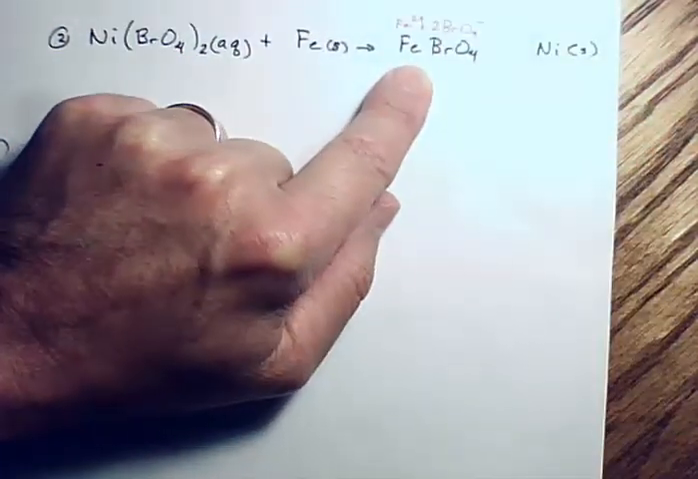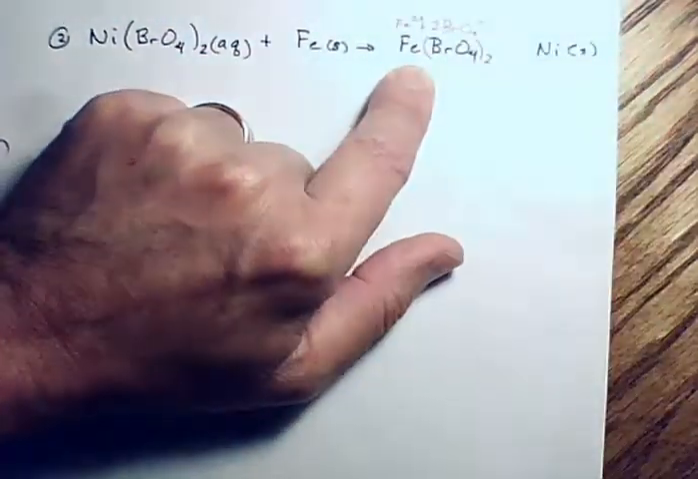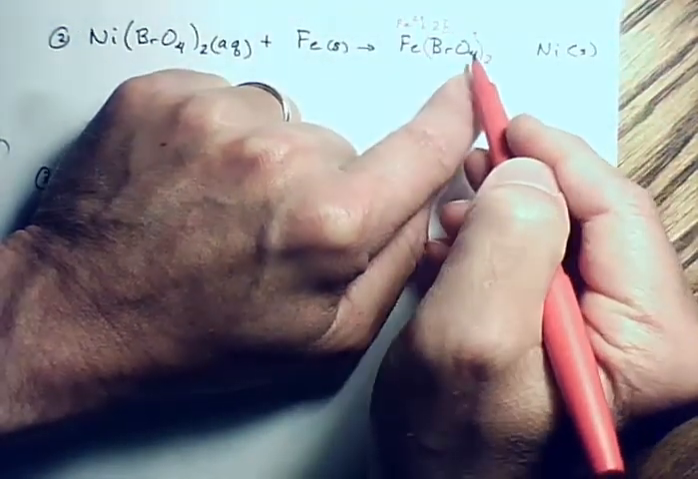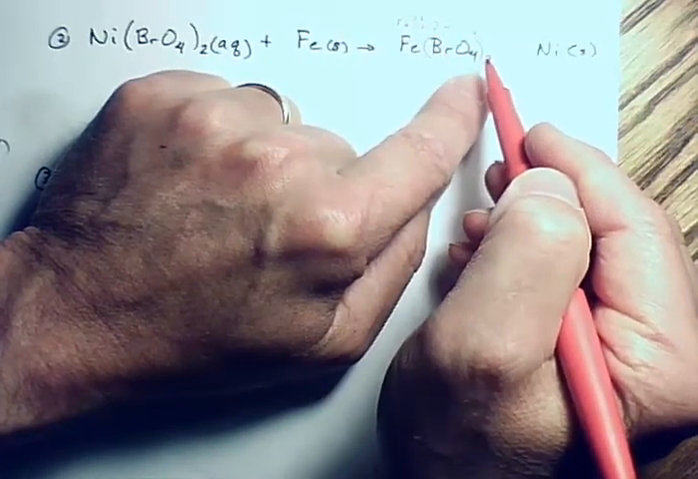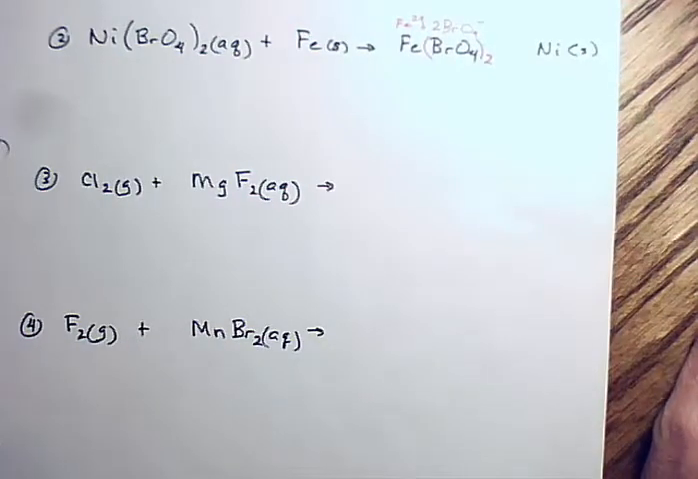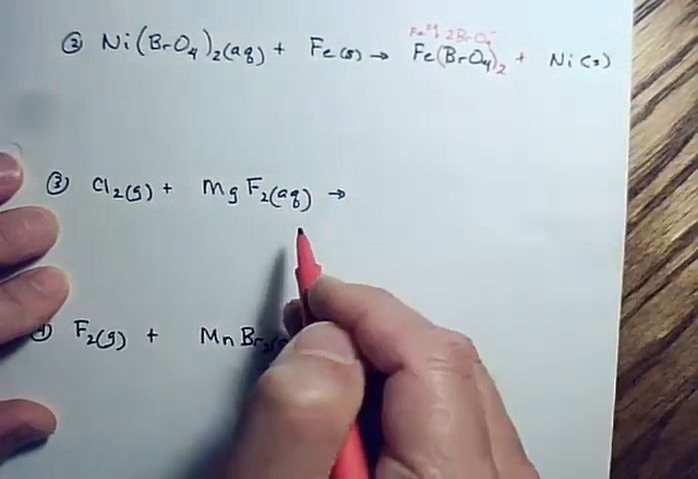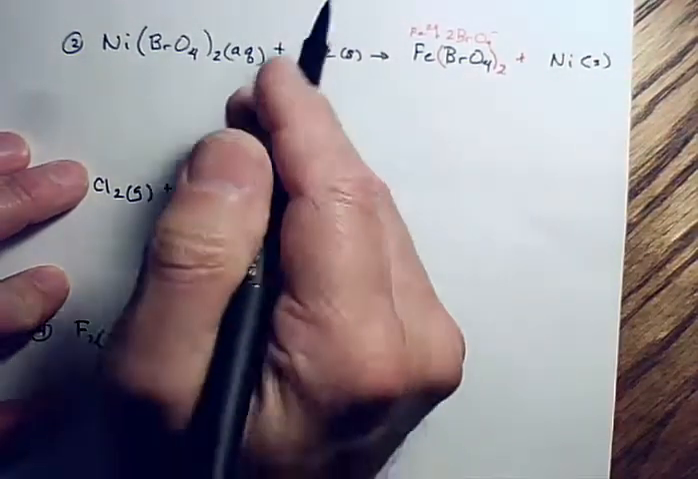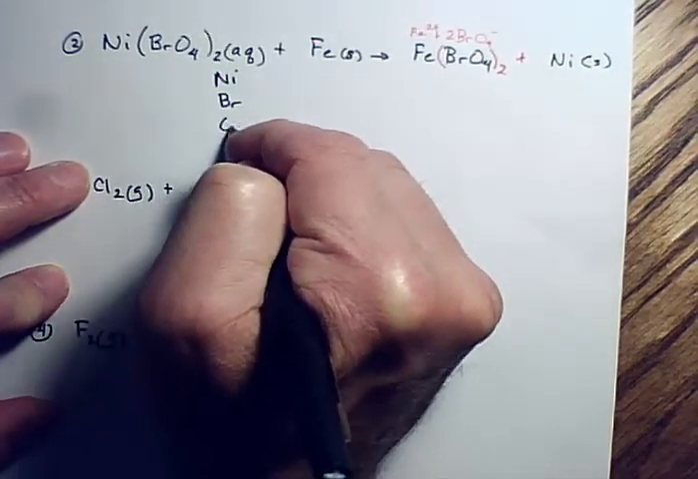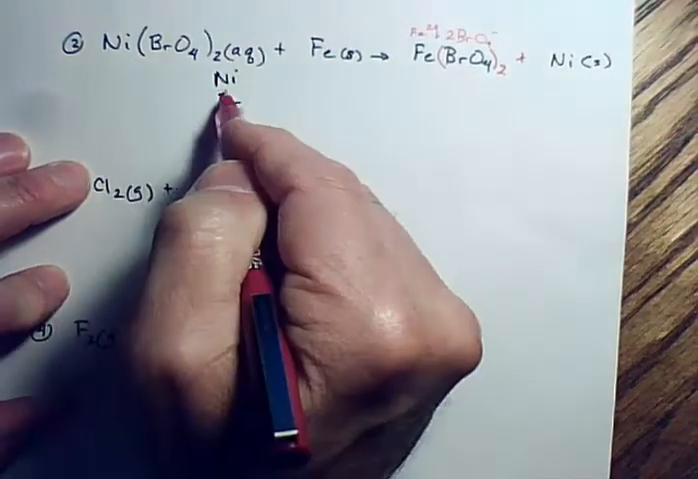Okay, so the formula for this compound has to be Fe(BrO4)2. The 2 outside the parentheses tells us we have 2 perbromates. And without that parentheses, it would mean we had 42 oxygens, and we don't need 42 oxygens. We need 2 perbromates. All right, and we still need a plus sign here. And now we're ready to write an atom inventory and balance the equation, or check the balance. So we've got nickels and bromines and oxygens and irons. And we need our grid.